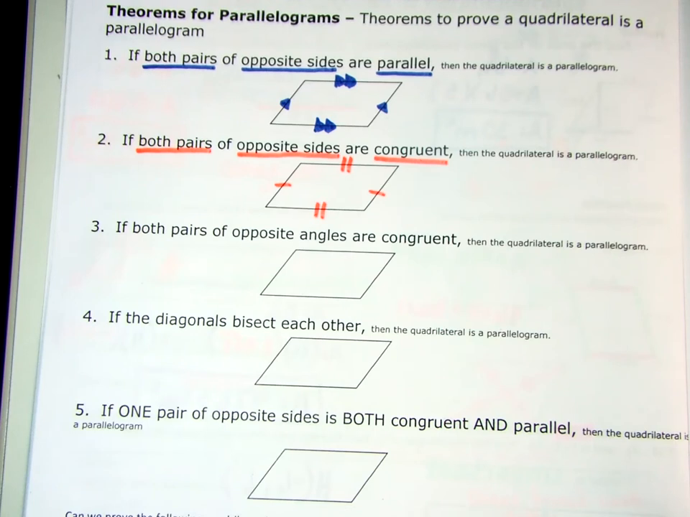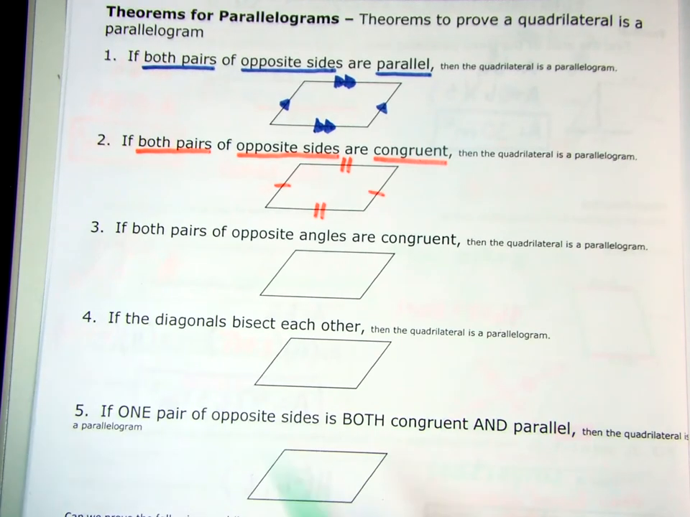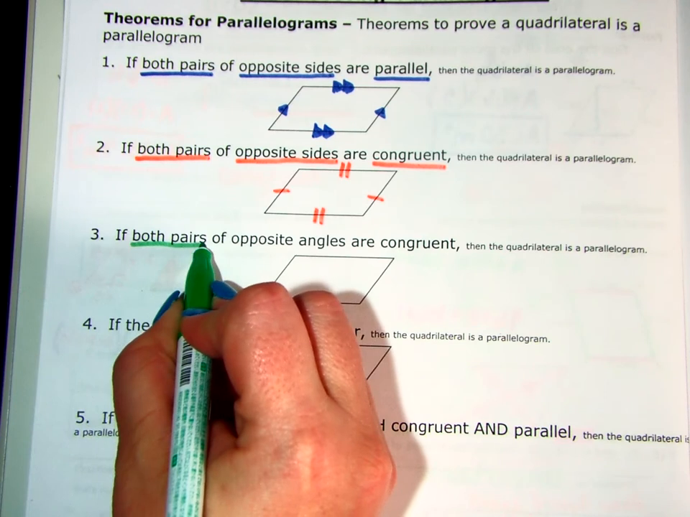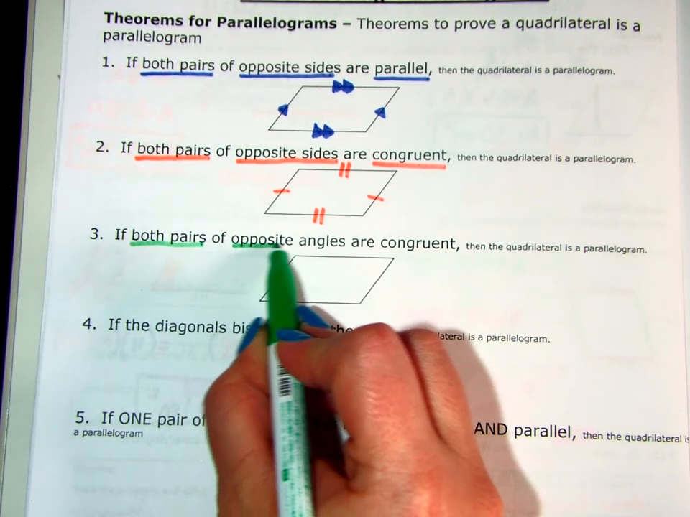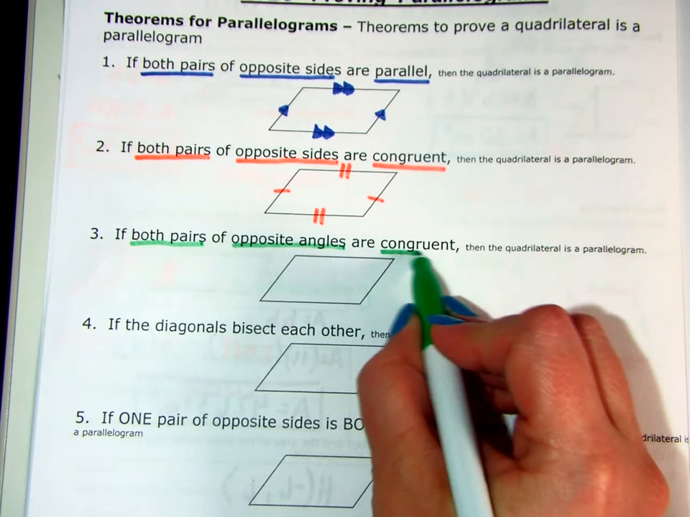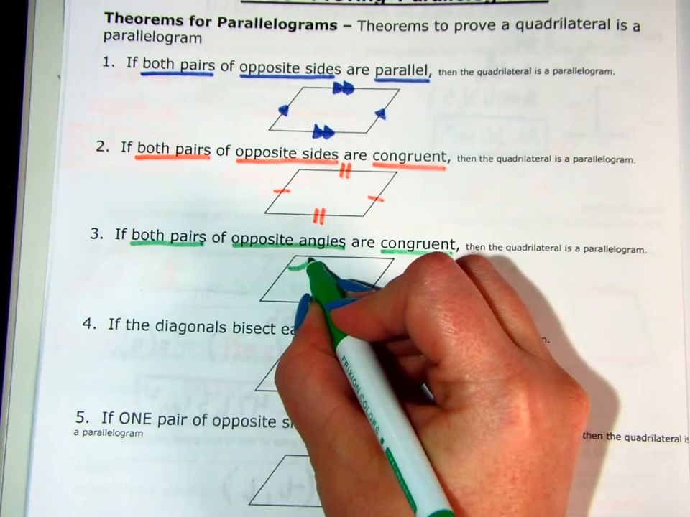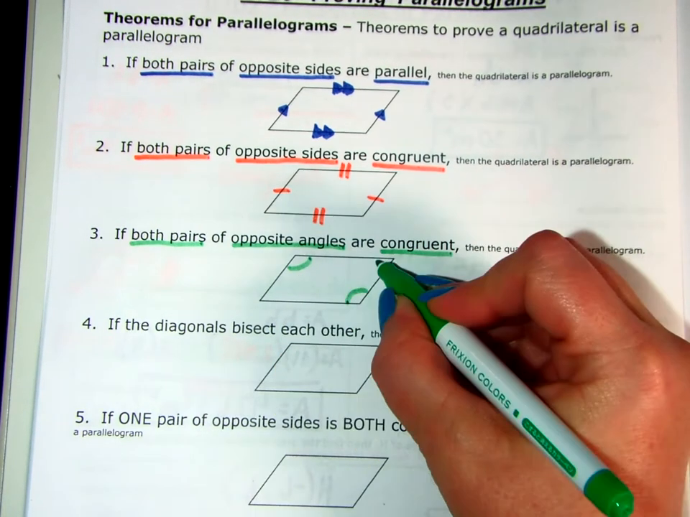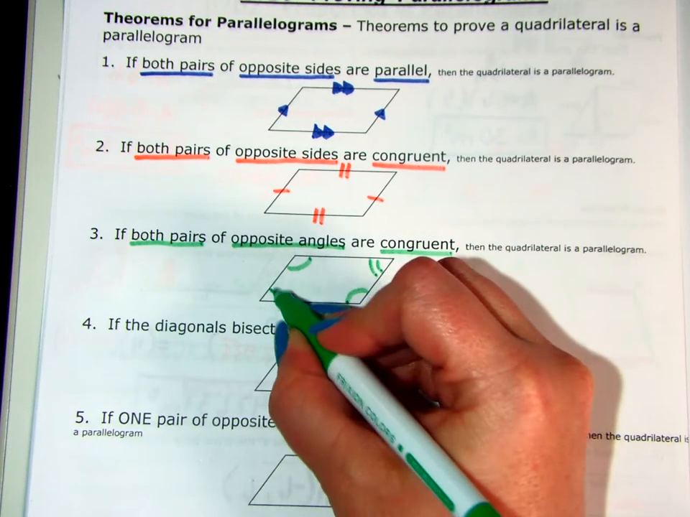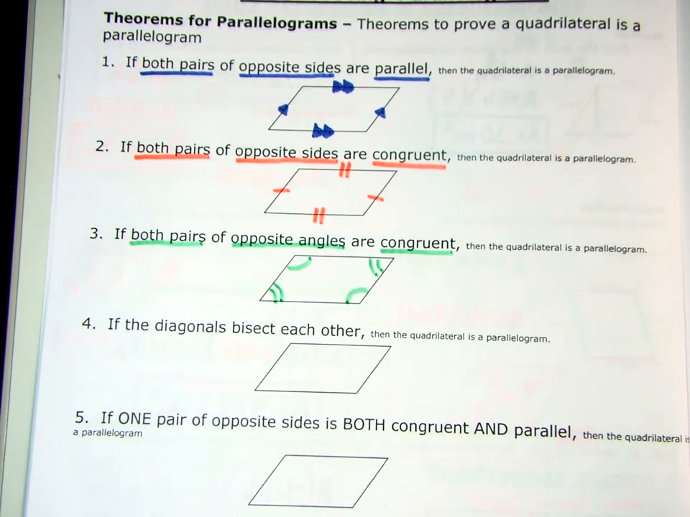If both pairs of opposite angles are congruent, so again, we're looking at both pairs, but this time instead of opposite sides, we're looking at opposite angles, and they are congruent. So if this top left is the same as the bottom right, and if the top right is the same as the bottom left, then I know, even though it's not marked, I know opposite sides are parallel. I know opposite sides are congruent. I know angles on the same side are consecutive or supplementary. And I know my diagonals will bisect each other. I know all the properties of my parallelogram will be true.